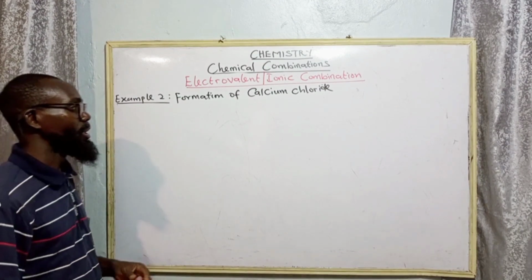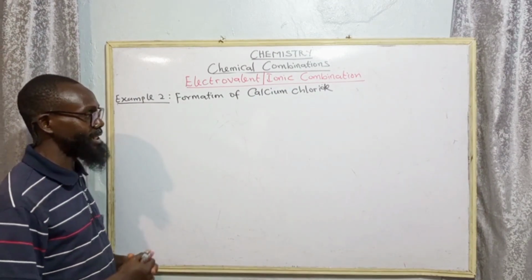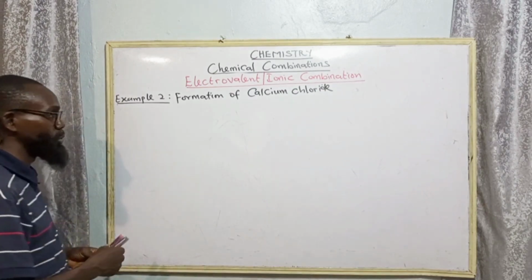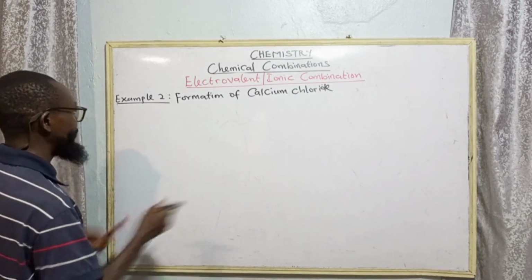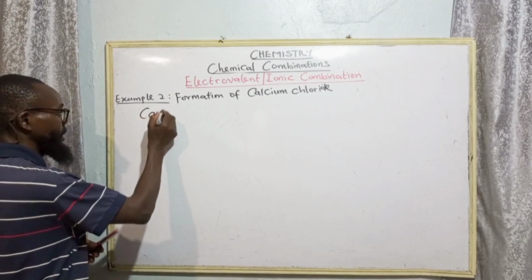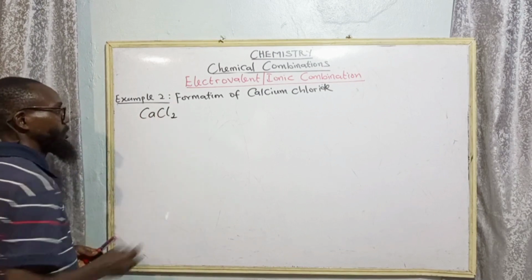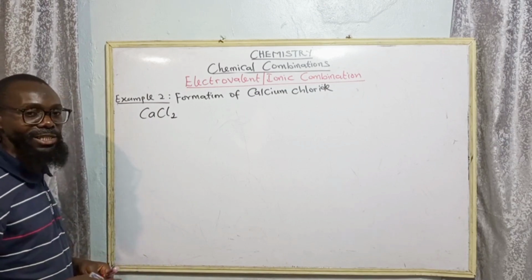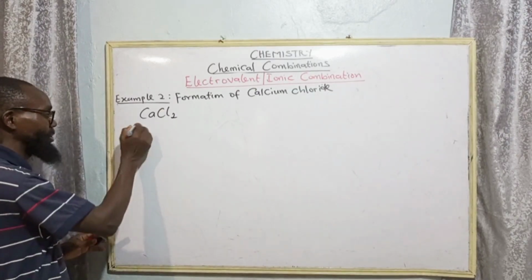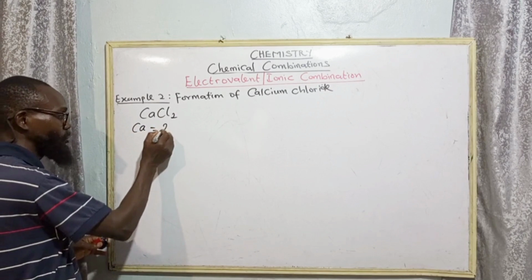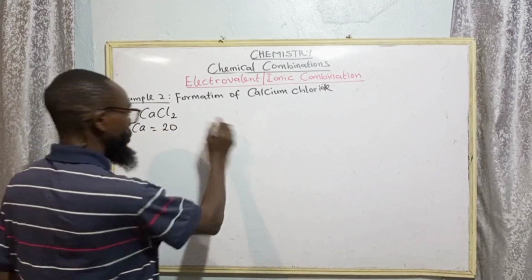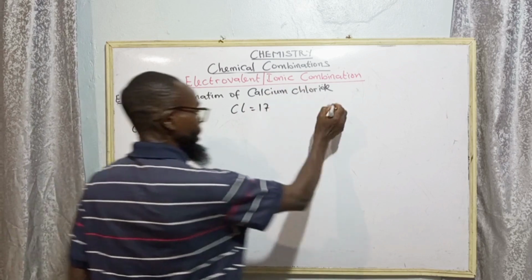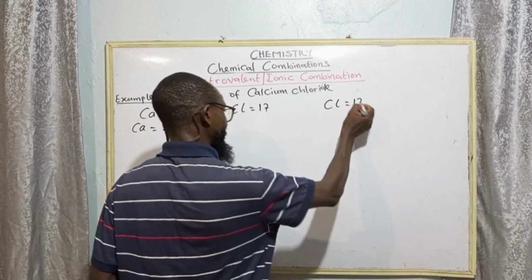Example 2. Formation of calcium chloride. Calcium belongs to group 2. We have calcium, CaCl2. So this is the formula for calcium chloride. In this calcium chloride, we have calcium having atomic number of 20. Then chlorine, we have 2 chlorine. The first chlorine 17, the next chlorine 17.